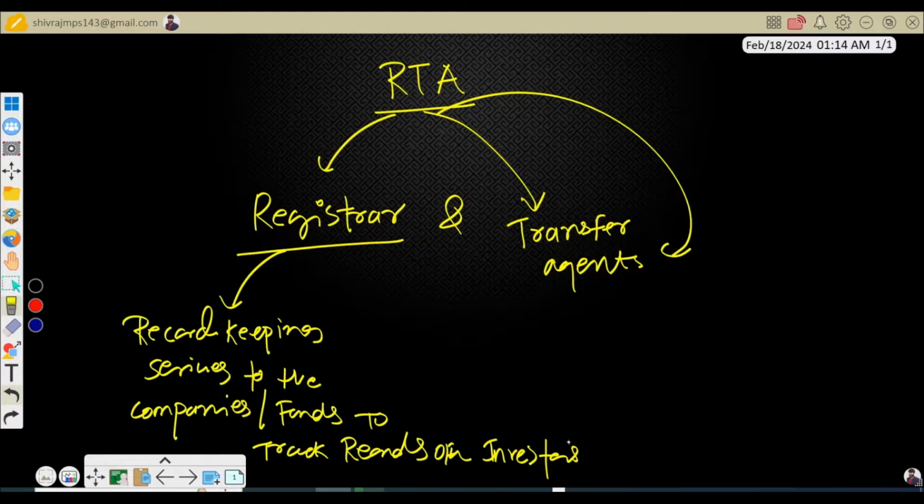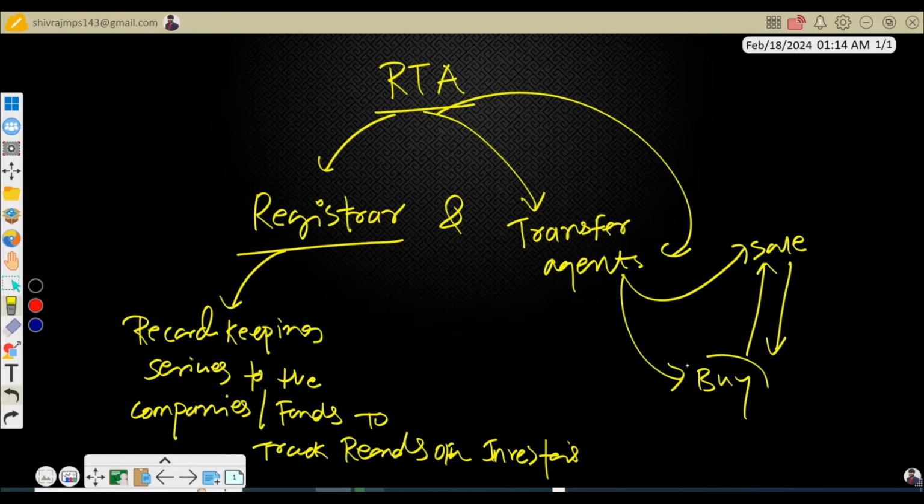All right. And when we talk about transfer agents, basically transfer agents will help you to transfer the securities between buyer and seller. And if someone buys or sells the securities, that security holder or buyer information or name, the registrar will update in the books of the company or books of the fund.